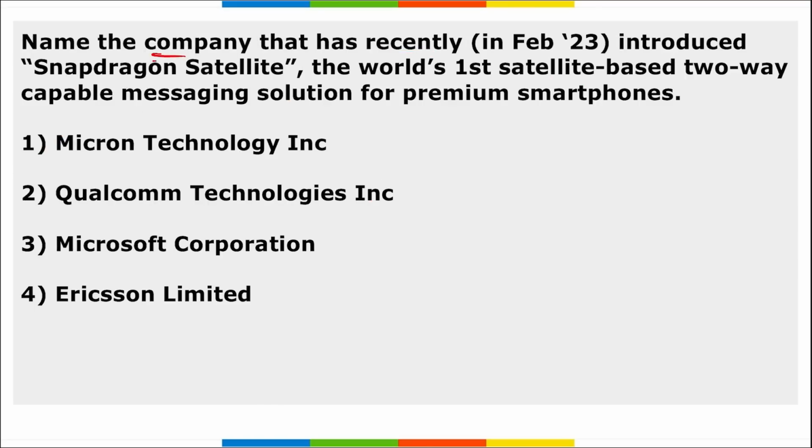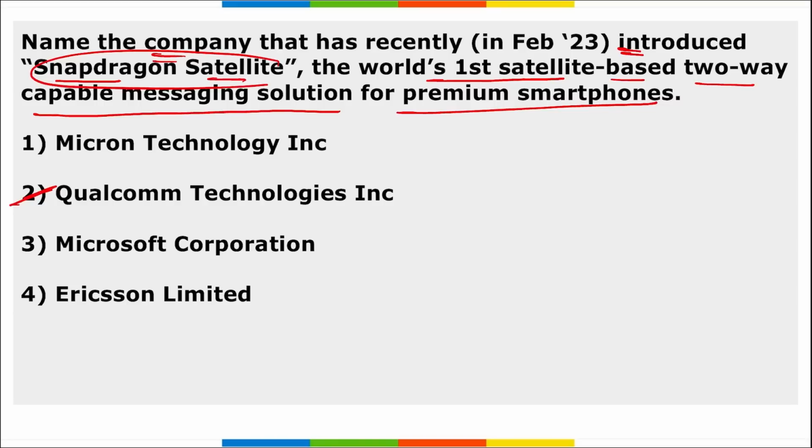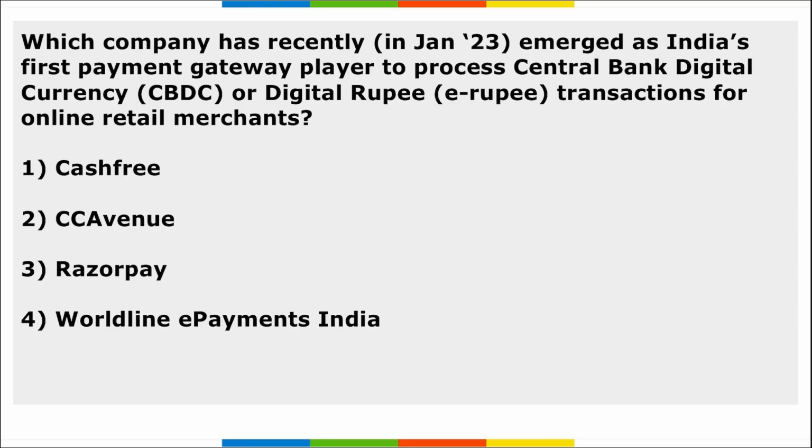Moving on, name the company that has introduced Snapdragon Satellite, the world's first satellite-based two-way capable messaging solution for premium smartphones. It will be Qualcomm Technologies Incorporated that has launched the world's first satellite-based two-way capable messaging solution, that is Snapdragon Satellite. And the correct option is option 2, Qualcomm Technologies.